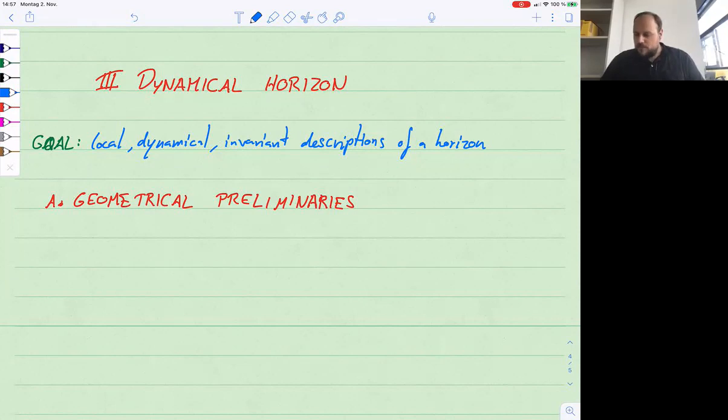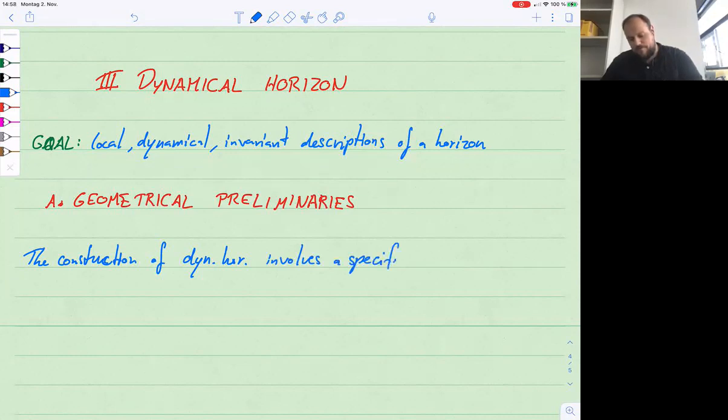So there are two constructions of dynamical horizons. And that's important, the construction itself involves a specific foliation. But a specific foliation, because we need to understand how to construct and to find invariants out of this foliation. When we have an invariant in one foliation, it's invariant in another foliation because it's diffeomorphism invariant. That's the important thing. But we have to start with something, right?